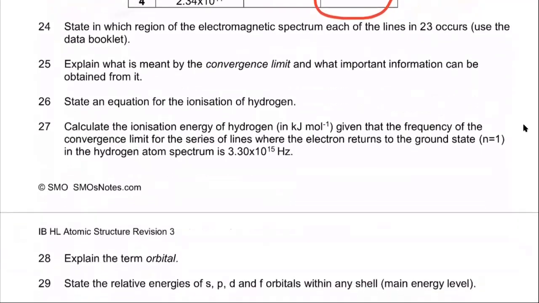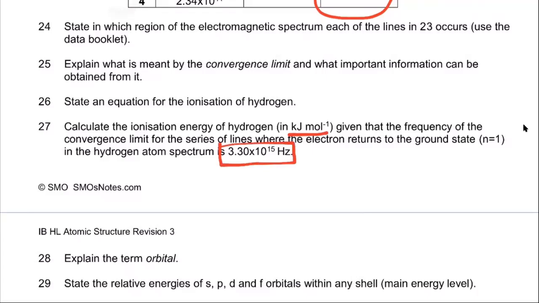27, this is where you're doing what we did last week. So you're going to do the light calculations like on 23, but then you're going to multiply it by Avogadro's number to get per mole. So it says, calculate the ionization energy of hydrogen in kilojoules per mole. And it says the frequency of the convergence limit for the series of lines where the electron returns to the ground state is this. So they're giving us this frequency, okay?